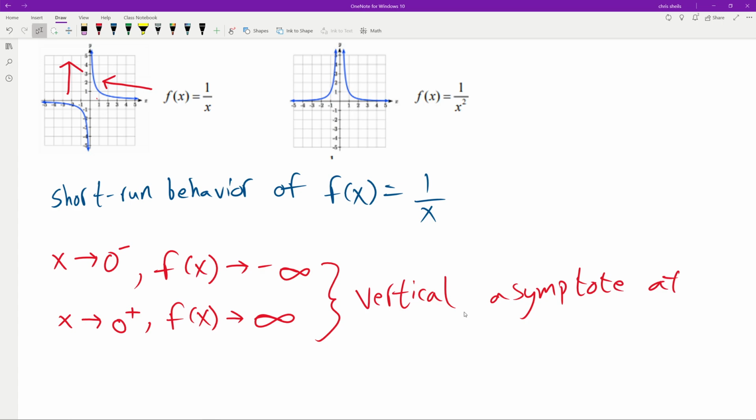At x equals 0, I'm going to underline vertical asymptote. We're going to get a formal definition of a vertical asymptote in a few minutes, but an asymptote is a line that the graph approaches but doesn't touch or cross. So we see that this graph is getting very close to the vertical line x equals 0, but it's never going to cross that line.